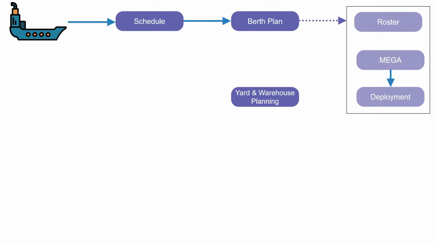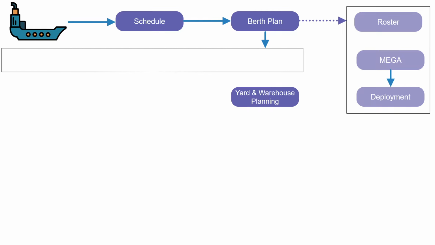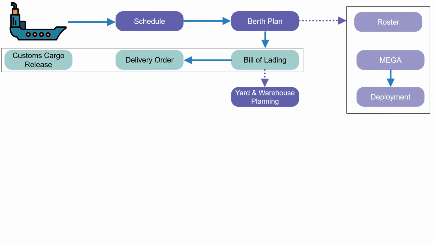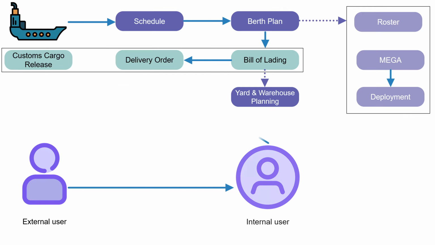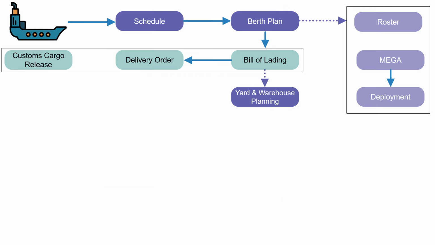Therefore, it's essential to prepare the necessary documents for the import of cargo, including the bill of lading, delivery order, and customs cargo release. These documents can be submitted by external users, such as the shipping agent or forwarding agent, or they can request internal users to do this for them. Once the documents are ready, you can proceed to the operational process.